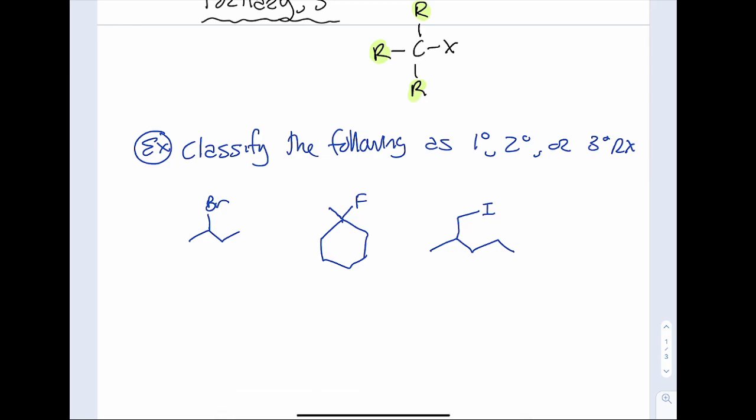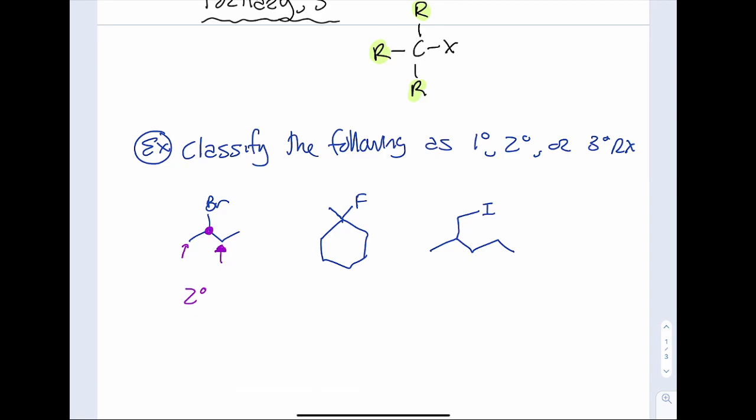So my bromine is attached to this carbon right here, right where I put the purple dot. And then that carbon is attached directly to two carbons. So that carbon where the purple dot is attached to that carbon, and then it's attached to that carbon. This carbon here is attached to another carbon, but I don't really care about that. I only care that the carbon that the halogen is attached to is attached to two other carbons. So this is going to be secondary.